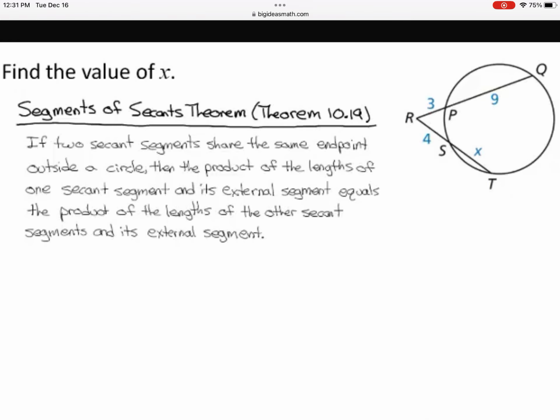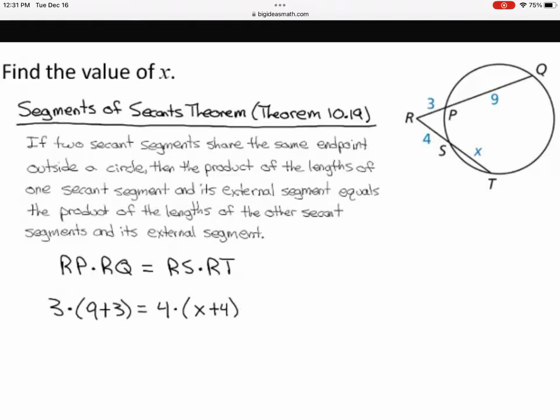So using the segments of secants theorem, RP times RQ equals RS times RT. Because RP equals 3, RQ equals 9 plus 3, RS equals 4, and RT equals x plus 4, 3 times the quantity 9 plus 3 equals 4 times the quantity x plus 4, which simplifies to 36 equals 4x plus 16.